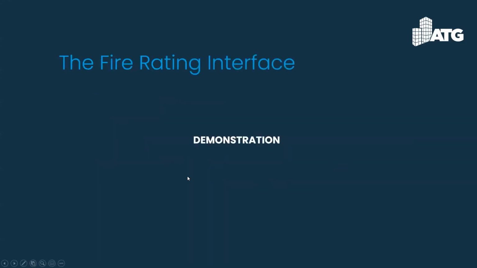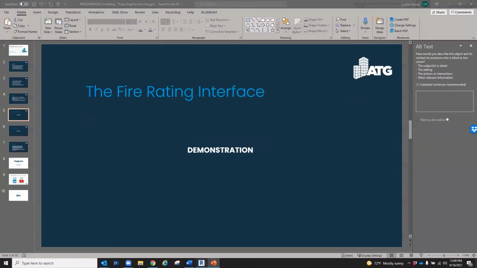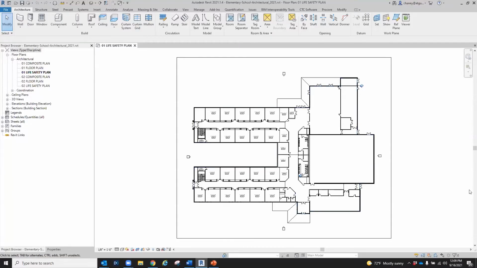So I'm going to close this presentation and open up Revit. I just have a basic elementary school model here. It's two stories. You can see here I am in a life safety plan. And actually, before we jump into the tool, let's look at that other option that's somewhat automatic. It's the most popular one. I see a lot of people use it for generating fire graphics, and that's to use a filter.